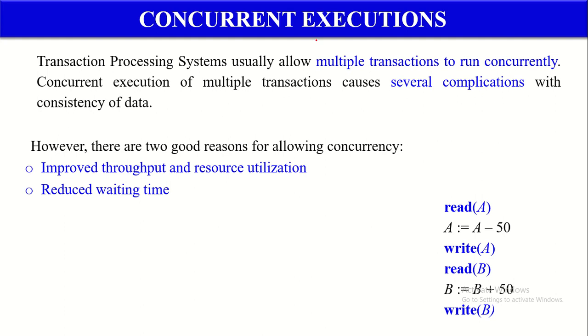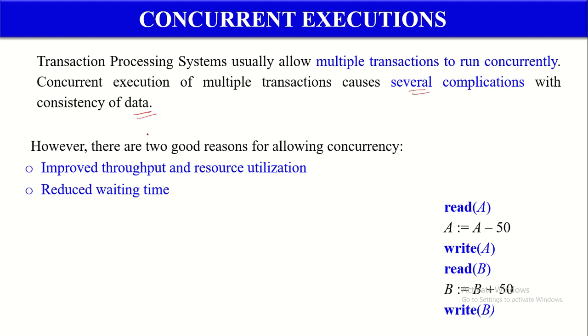Let us now discuss concurrent execution of transactions. Transaction processing systems usually allow multiple transactions to run concurrently. So this concurrent execution of multiple transactions causes several complications with consistency of data. Students, just now we discussed that non-serial schedules may not always be consistent. Sometimes it violates the consistency property, right? We discussed that concept with examples, right?